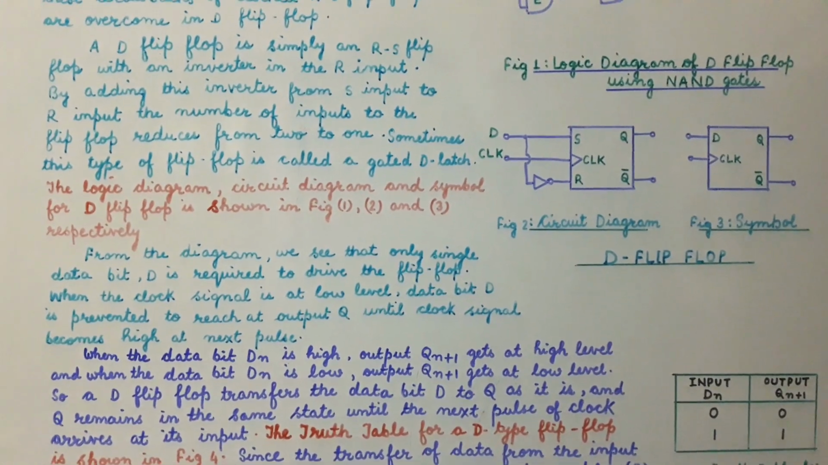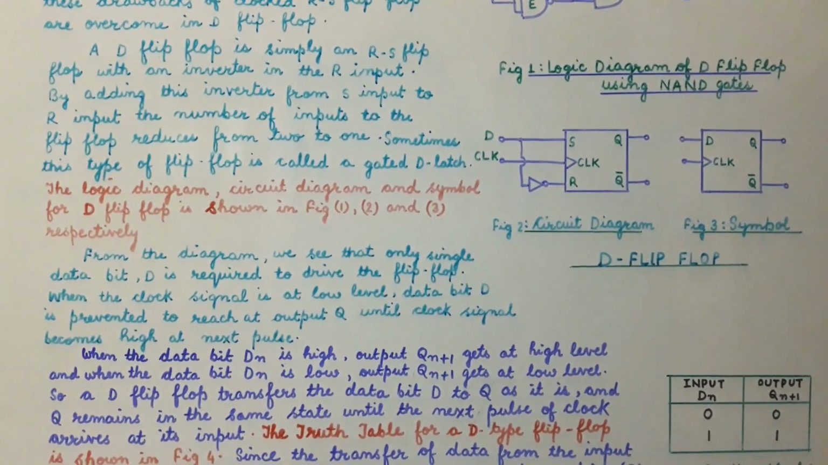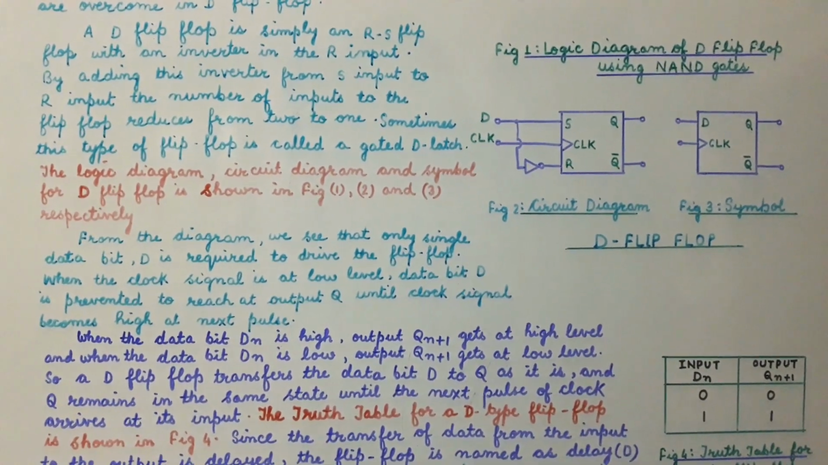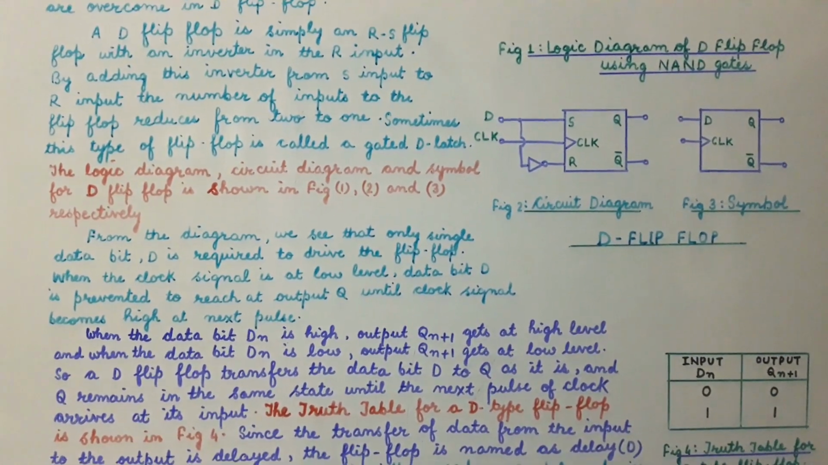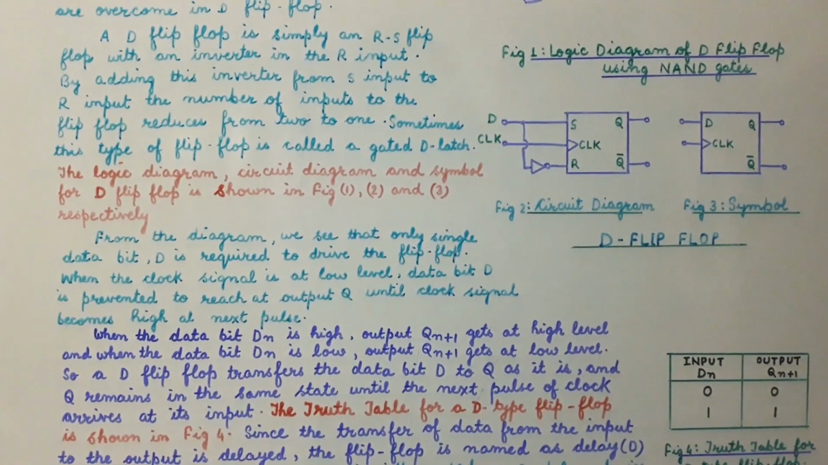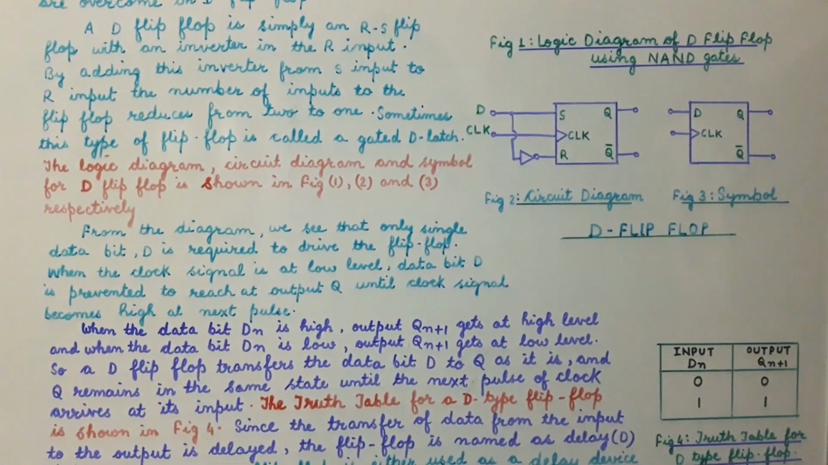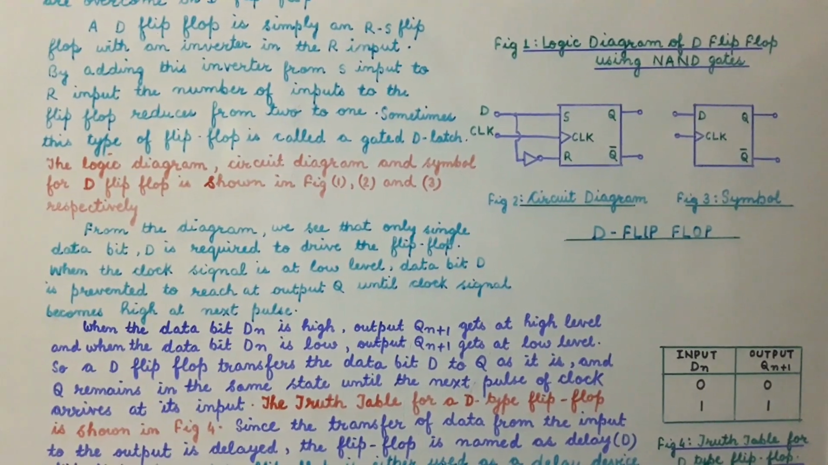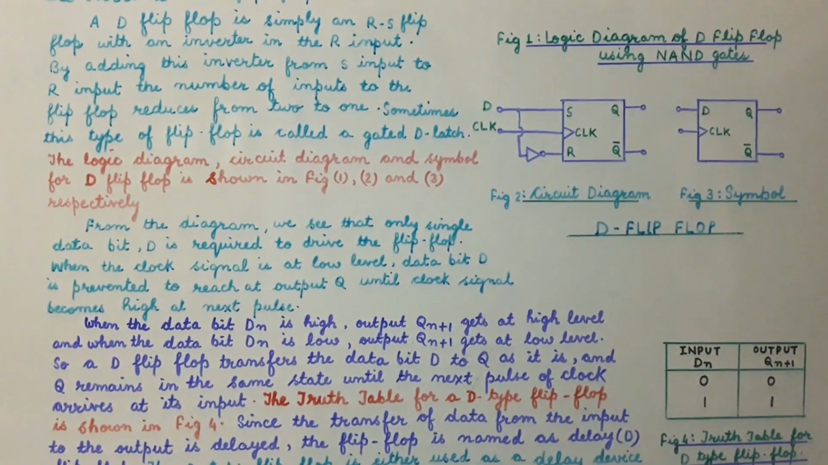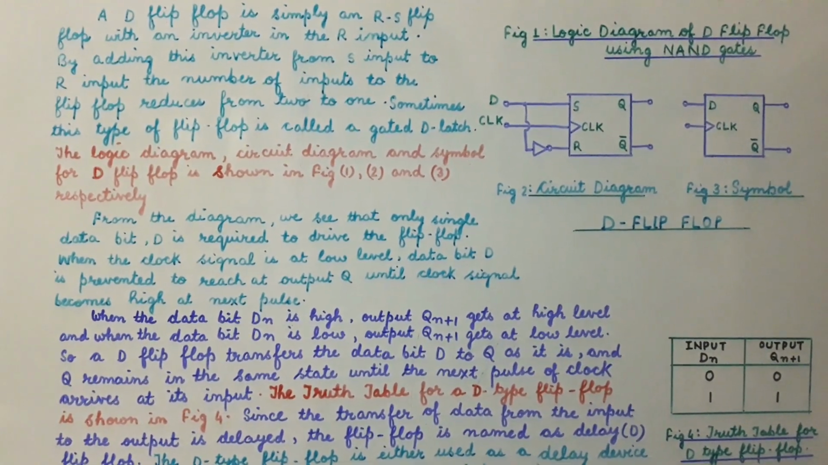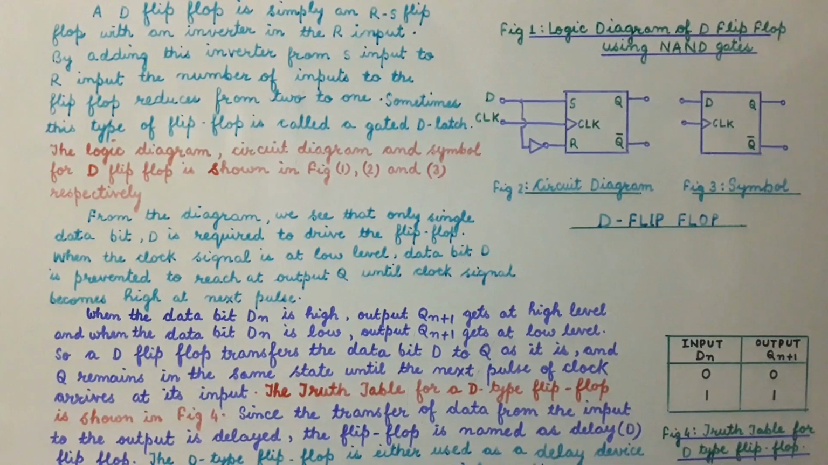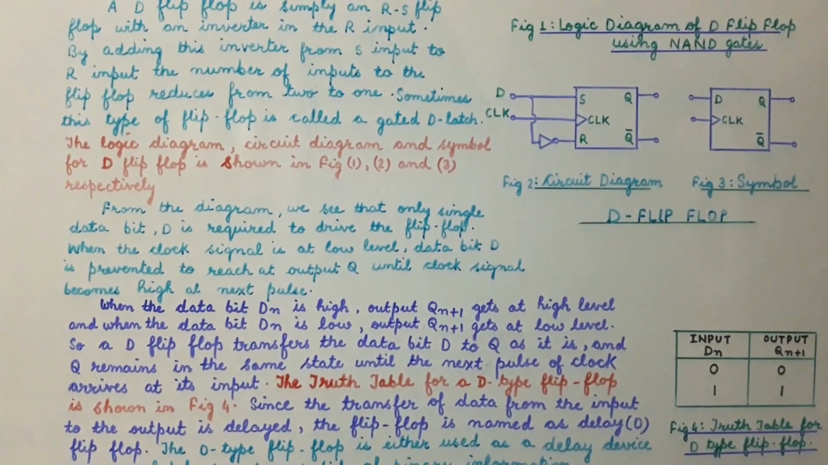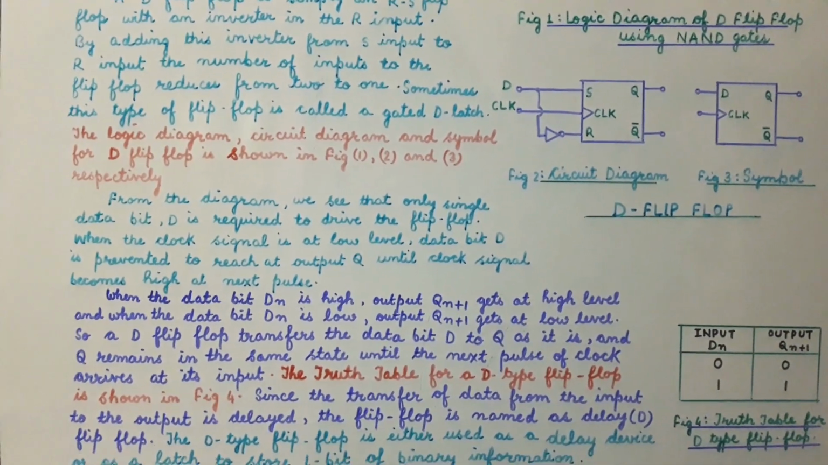So, we will now see the working principle of the D type of flip-flop. When the data bit Dn is high, the output Qn plus 1 gets to the high level, and when the data bit Dn is low, the output Qn plus 1 gets to low level. So, a D flip-flop transfers the data bit D to the output Q as it is, and Q remains in the same state until the next pulse of the clock arrives at its input.